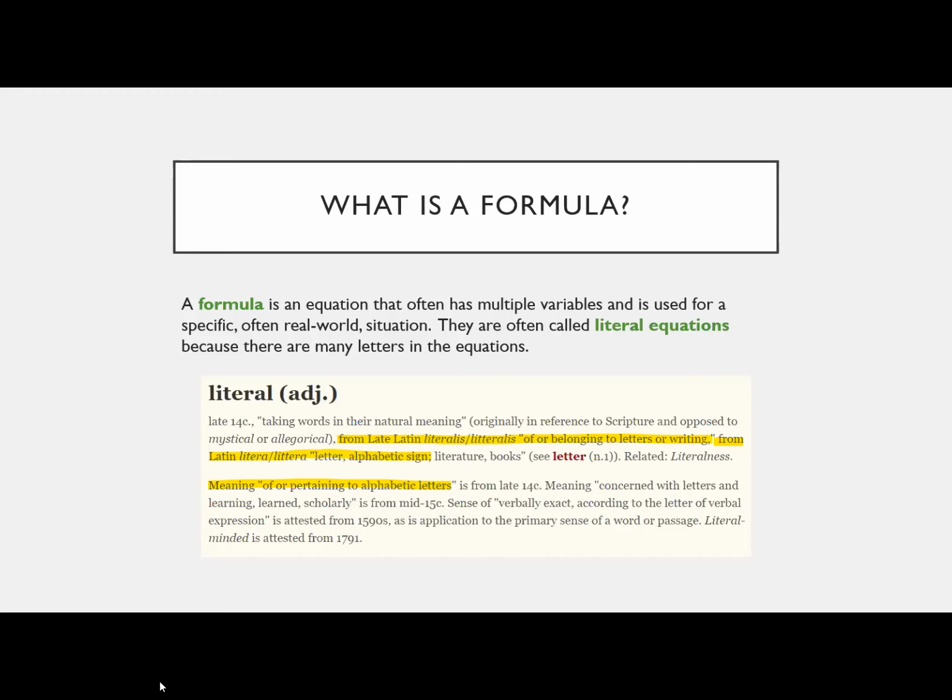Another term for these is a literal equation, and this comes from the fact that there are letters in the equation. If you look up what literal means, it actually comes from Latin, from literalis or litera, which means letter. One of the meanings of literal, which we don't often use, is that it just means related to letters, and that's how it's used in math. So literal equations are formulas that have multiple variables in them. That's why they're called literal equations.